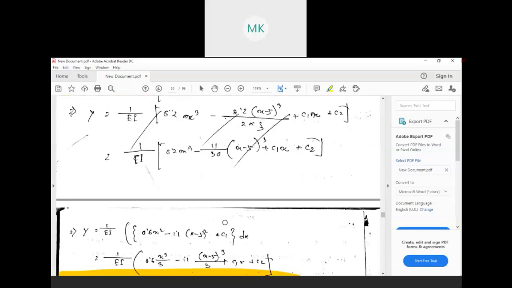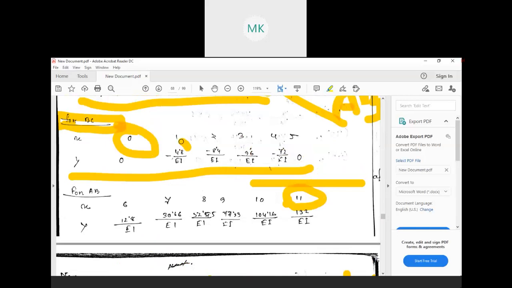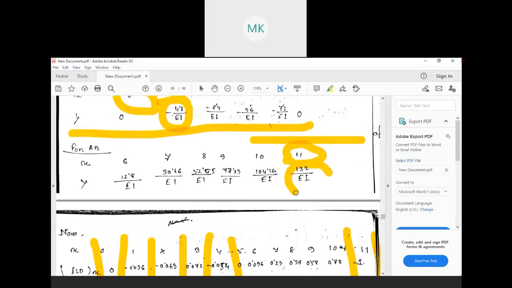So in our case, we need to replace that yx value from 0 to 1. We are starting from 0, y0 by ya. When y0 is 0 and ya is 1, you will get 0. Similarly, when x equals 1, what is your y value? This minus 4.8 by EI. And remember, your ya is nothing but the last value, that 11th value is your ya, because we are assuming this as 1 unit and this is our last value.